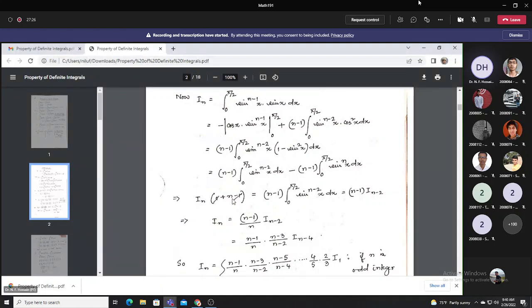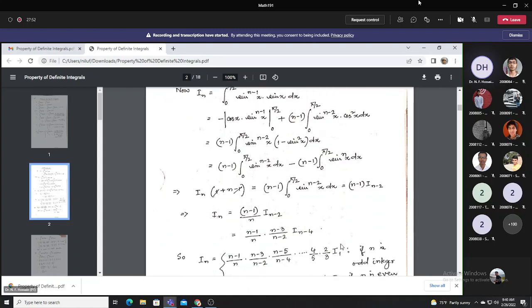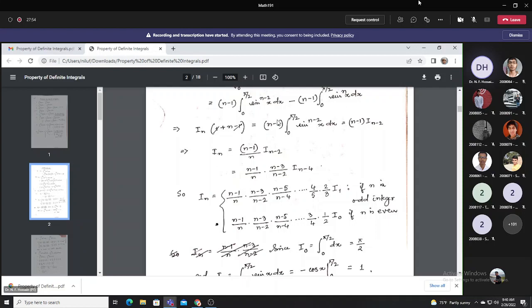So you divide by n and you write this part as I_(n minus 2), n minus 1 into I_(n minus 2), because if I_n is integral 0 to pi by 2 sine to the power n x dx, if the power is n minus 2, everything is same, the limits are also same, you can denote it by I_(n minus 2). So ultimately the value of I_n becomes n minus 1 divided by n into I_(n minus 2).